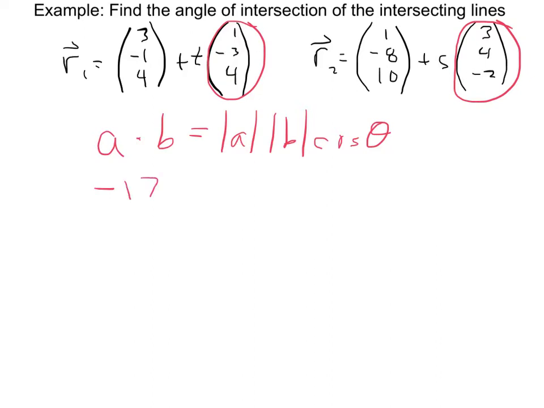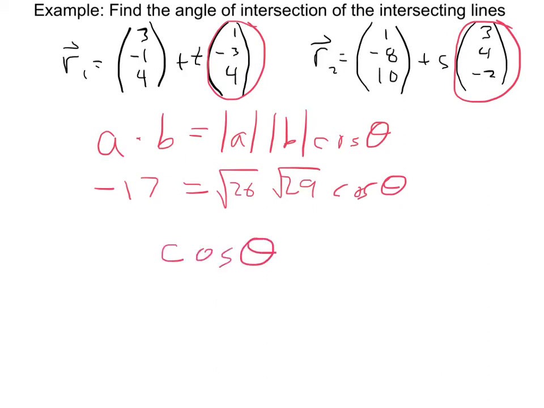So negative 17 equals the magnitude of A, which is the square root of, and remember how this works, 1 squared plus 3 squared plus 4 squared. That should be the square root of 26, times the square root of 29 for the other one, times the cosine of the angle between them. So then we do our division trick. Not even a division trick, we just use division. Cosine of theta is negative 17 over the square root of 26 times 29.